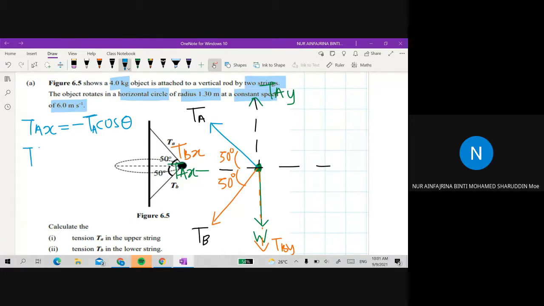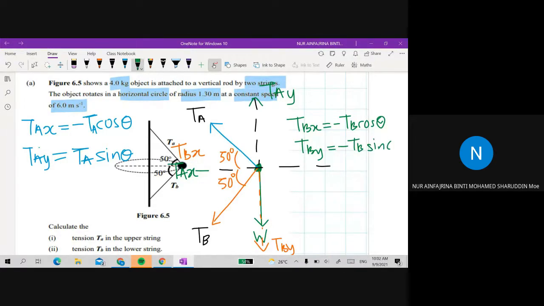Okay, what about Y? TAY? Negative T cos theta. Okay, T ada sin theta. Ada negatif ke? Oh, tak ada. TA sin theta. What about your TB? TBX? Negative. Negatif theta. TB cos 50. Okay, cos 50 ataupun theta, nanti awak nak substitute pun boleh. And TBY awak adalah negative TB sin theta.